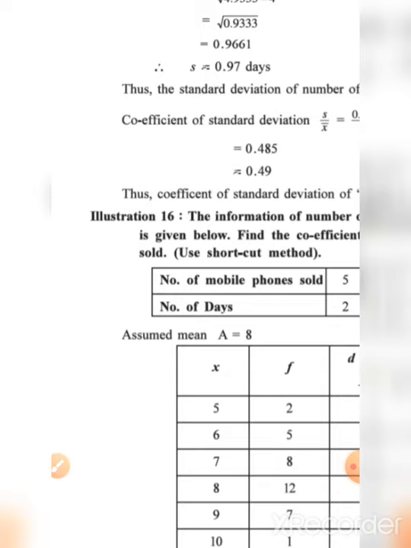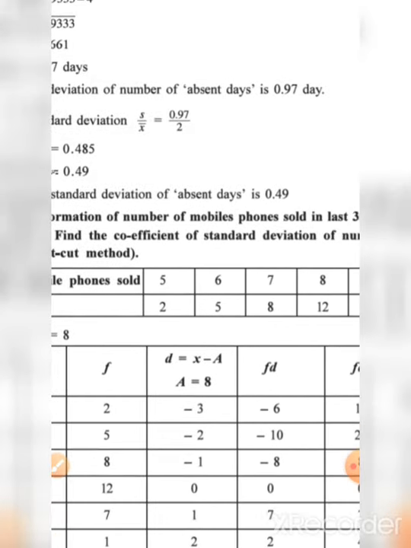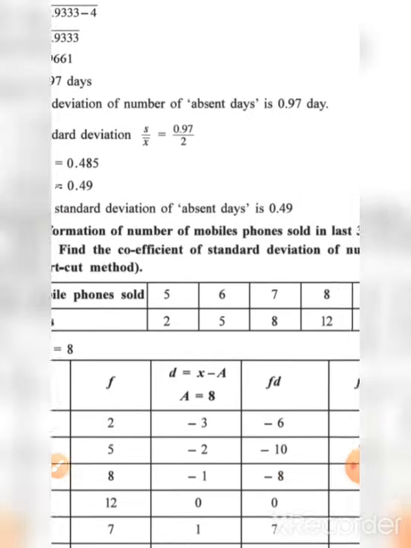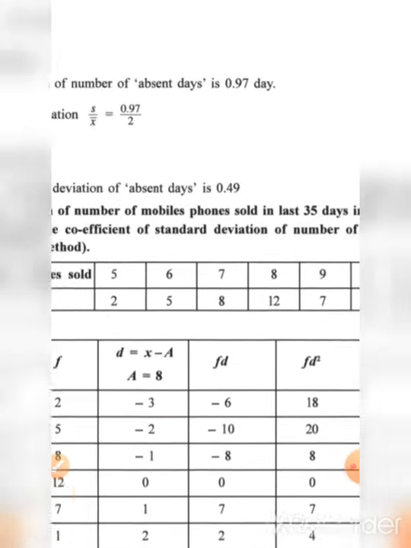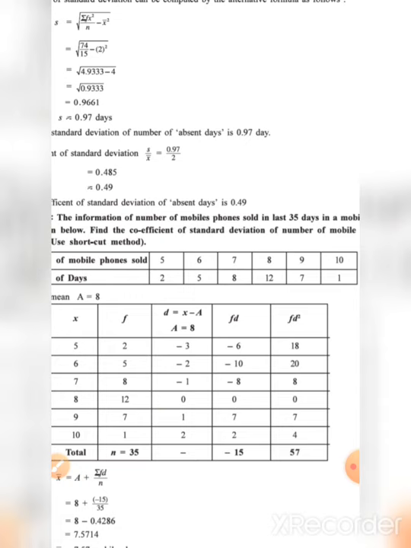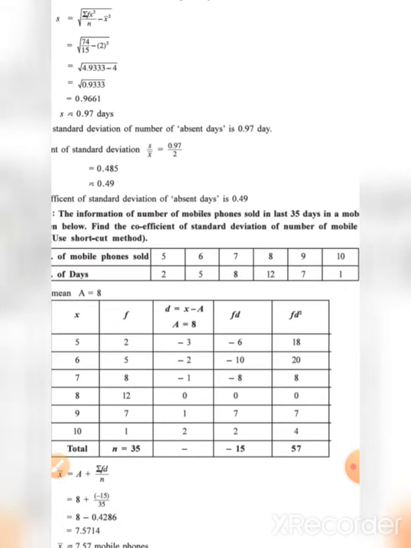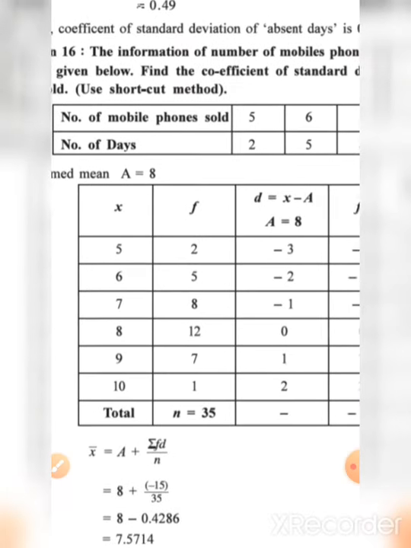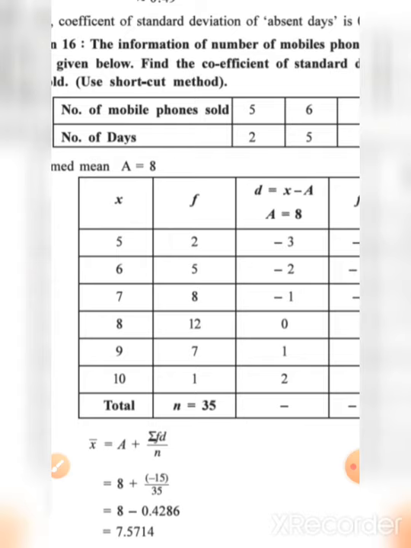You would find over here the number of mobile phones sold has been given to you, and just another row that you will find is the number of days. Okay, that's 2, 5, 8, 12, 7 and 1. So it shows for how many days, how many mobile phones were being sold. So the number of days is your frequency, and the number of mobile phones is the column of xi, right? So over here we have the column of xi, that is 5, 6, 7, 8, 9 and 10. We have the column of frequency, that is the number of days, that is 2, 5, 8, 12, 7 and 1.